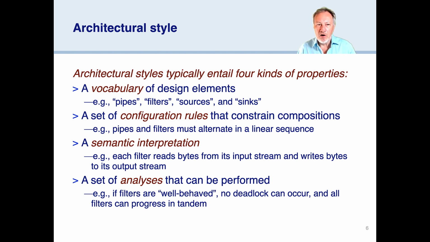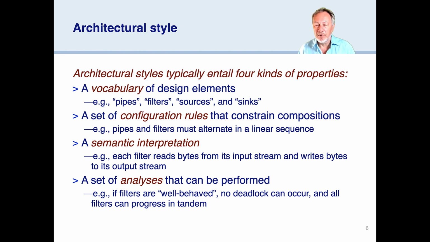Shaw and Garlan go on to say that an architectural style can be characterized across four different kinds of properties. First of all, an architectural style defines a vocabulary of design elements. So, for example, with a client-server architecture, you talk about the client and the server, and these terms have particular meanings. And a thin client or a fat client also has a particular meaning. Once you know this vocabulary, then you can talk about these styles at a higher level of abstraction.